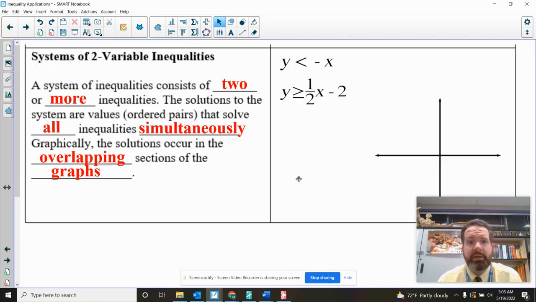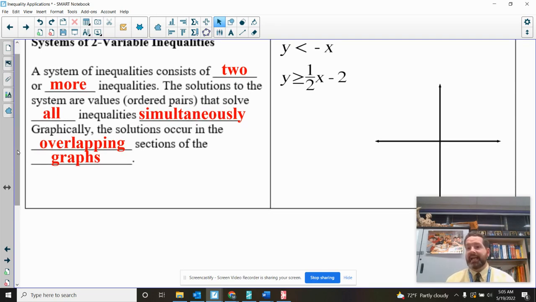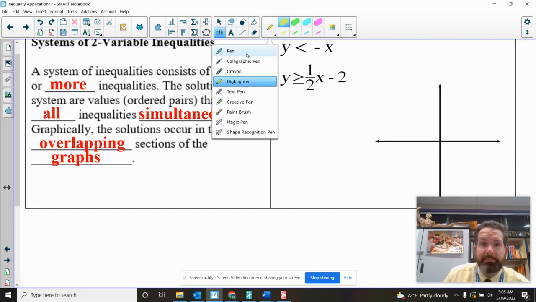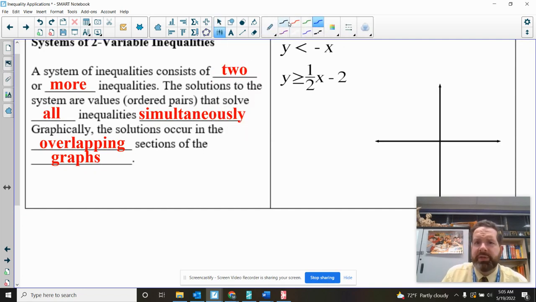Let's summarize this here in our toolkit page. So I'll let you fill in those blanks. Simultaneously just means at the same time. Now over here, I'm going to use this as an example. I'd like you to include whatever example you think is most helpful. So to graph, I'm going to, again, use colors because I have the ability to do so. So y less than negative x, I'm going to do in red.